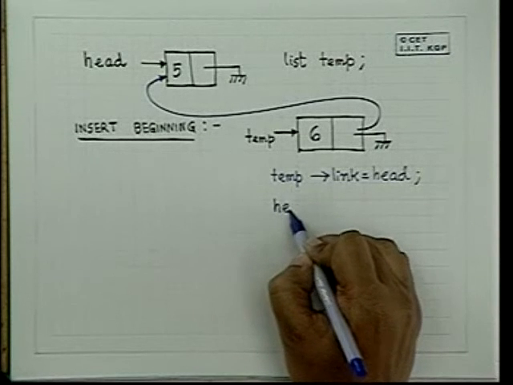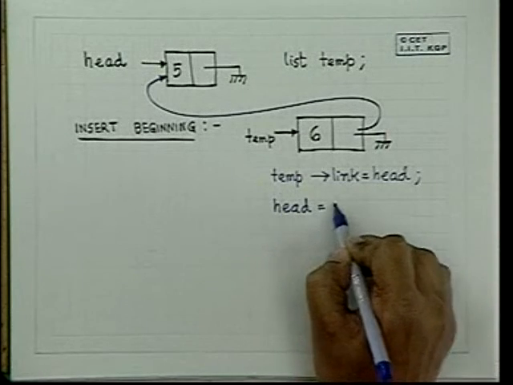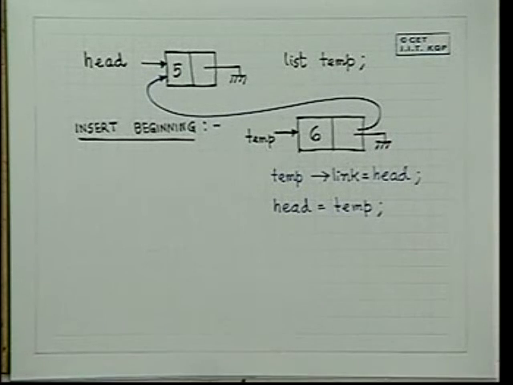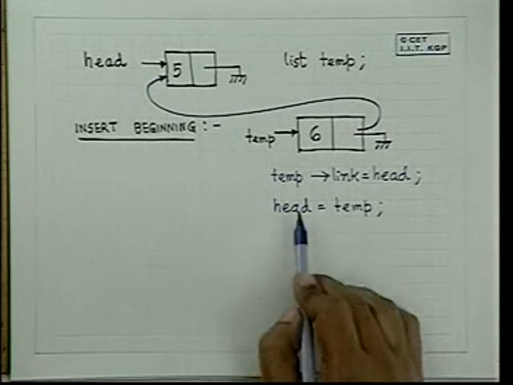because now this becomes the head of the list. So head is equal to this, which inserts it in the beginning.